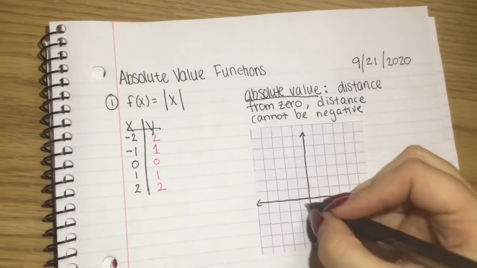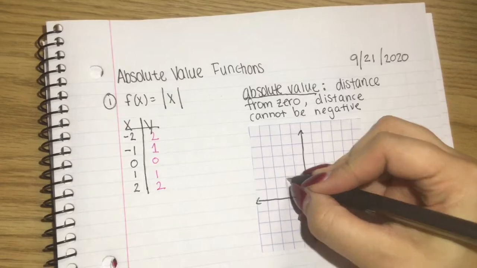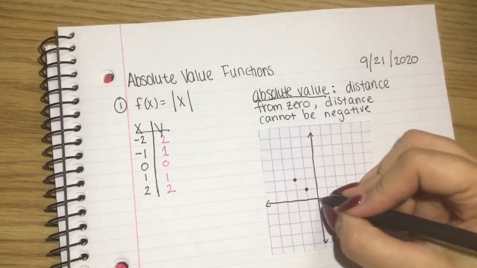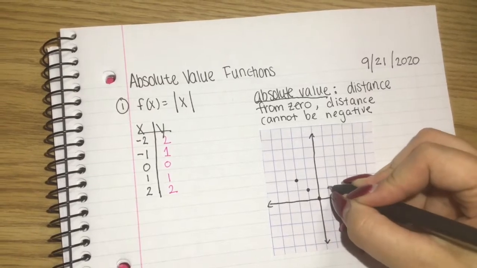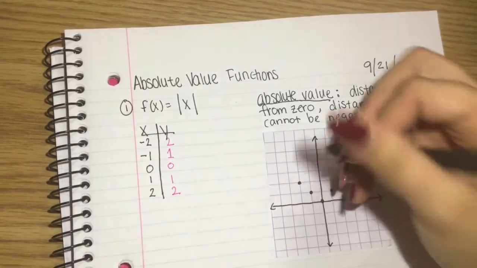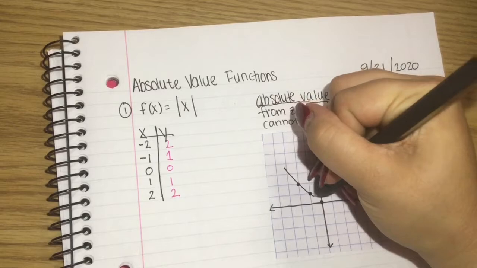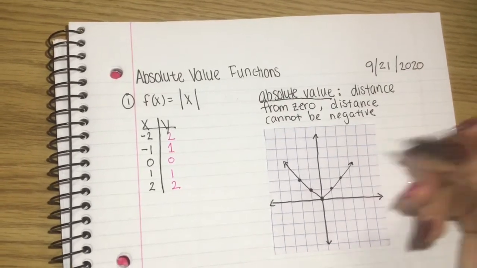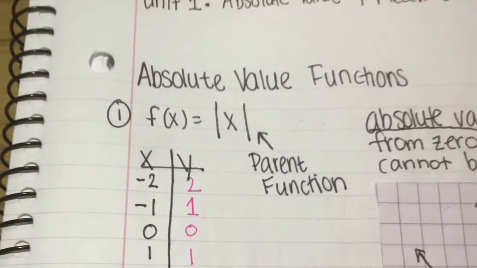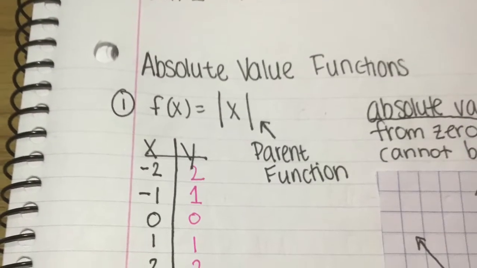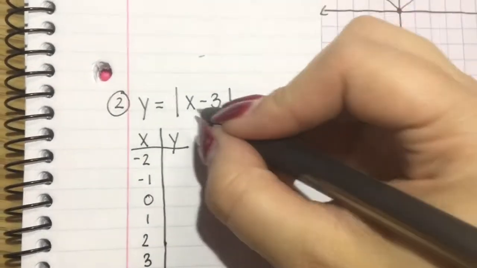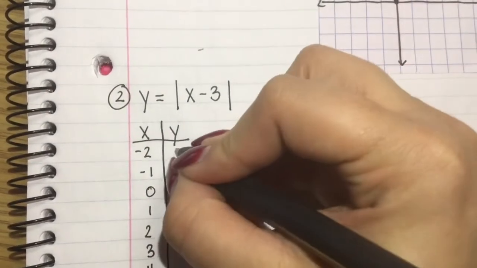Once we find these values, we can go ahead and plot this on a coordinate plane. So I'm going to plot -2, 2, -1, 1, 0, 0, 1, 1, and 2, 2 on my graph. When I connect the points together, my graph looks like a V for absolute value. F of x equals the absolute value of x is what's called our parent function. Anytime we see a change to our parent function, our graph is going to change.